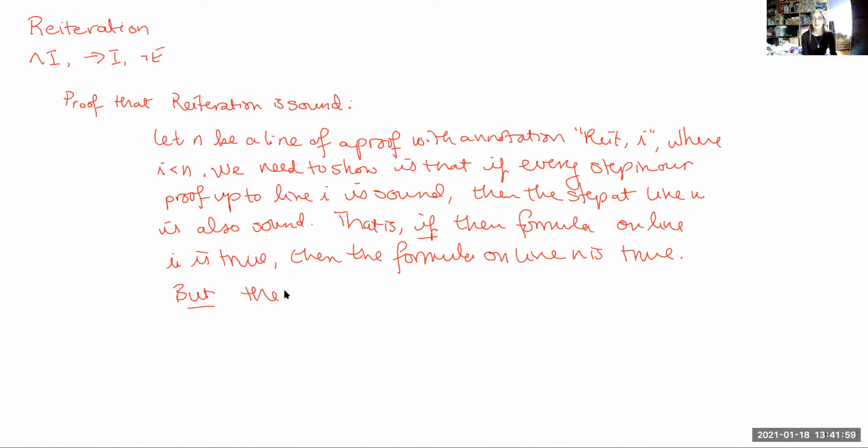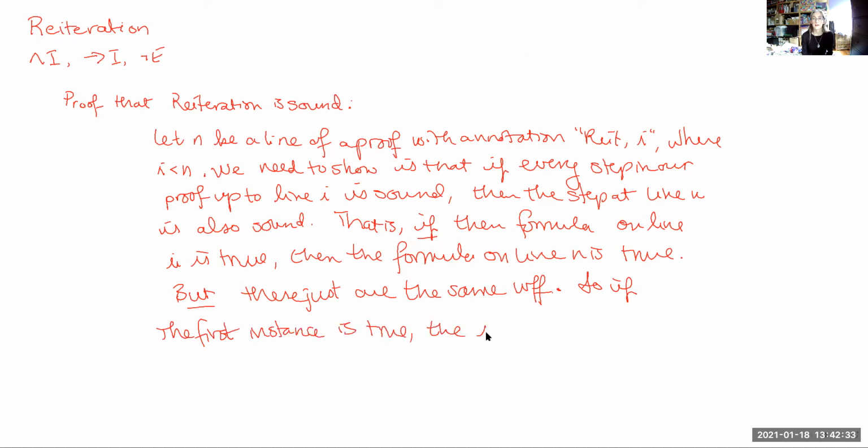But these just are the same formula. Anytime that you apply reiteration in a proof, you take something that you've already written down and you write it down unchanged. So if the first one is true, then the second one will also have to be true, because writing it down a second time doesn't change its truth value. If the first instance is true, the second must be as well. So there you have it.